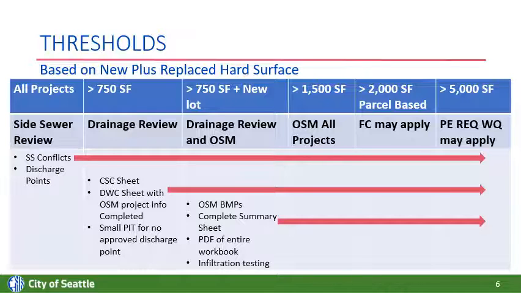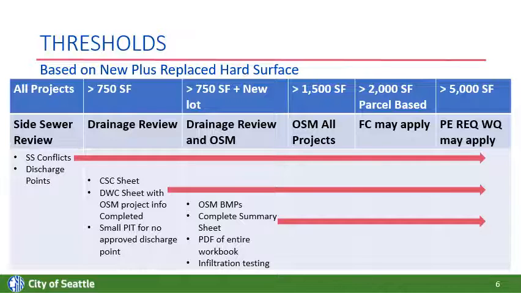So for on-site stormwater management, it depends. For most projects, it's going to be greater than or equal to 1,500 square feet of new and replaced hard surface. And for a project where it was recently subdivided, and I'll get into, in these next slides, we'll get into more of the detail what that means.